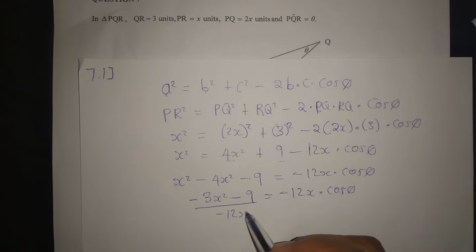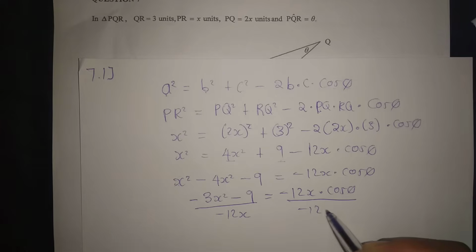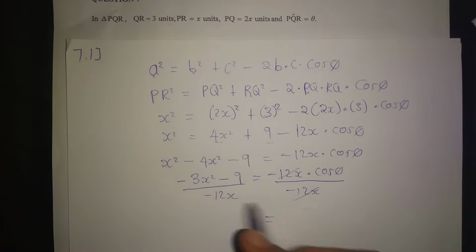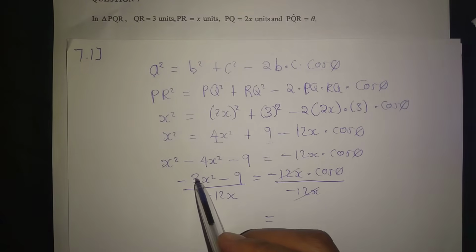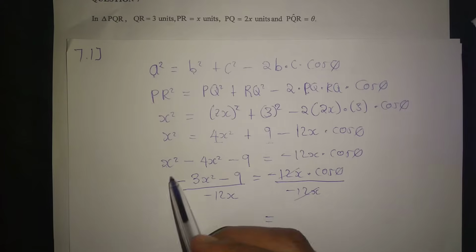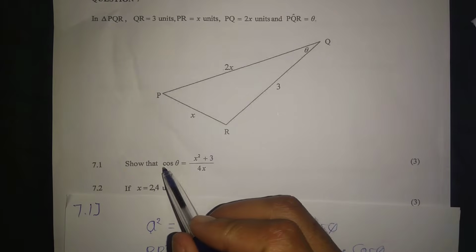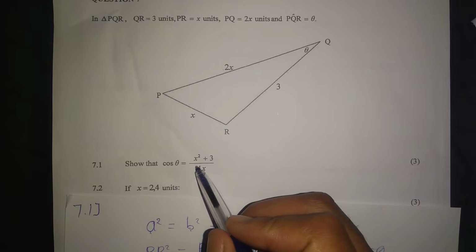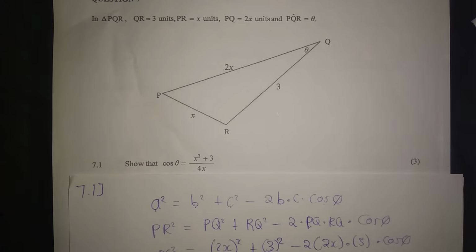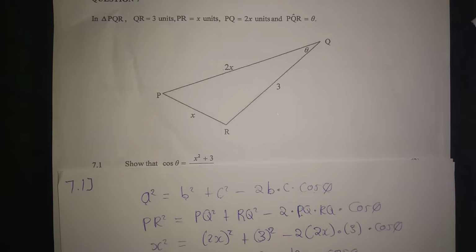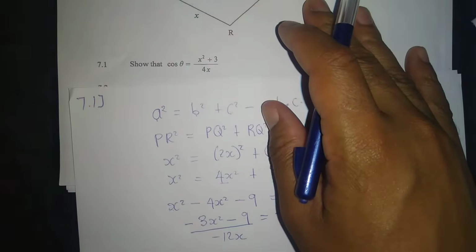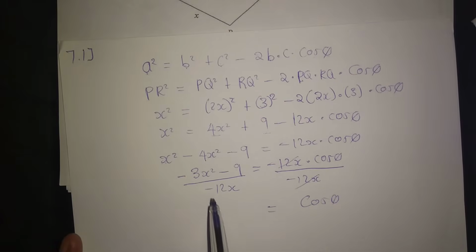Then divide both sides by minus 12x. This cancels this, and then we simplify further. On the numerator at the top there is a common factor of 3, so cos theta is equal to, remember the aim is to show that cos theta is equal to this. So I'm closer to my goal. This is what I have.